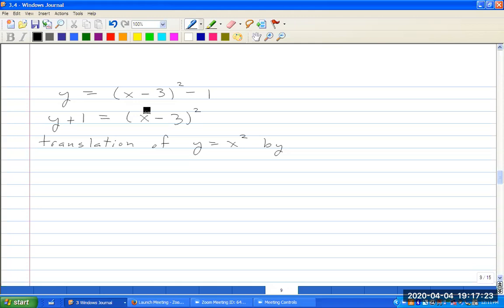I'll go in the positive, because this is a negative number, a positive x direction, 3 units. Well, 3 units in the positive x direction is right. So I'll go 3 units to the right. And I'm adding 1, so I'll go 1 unit in the negative y direction, so 1 unit down. So let's sketch the graph of this.